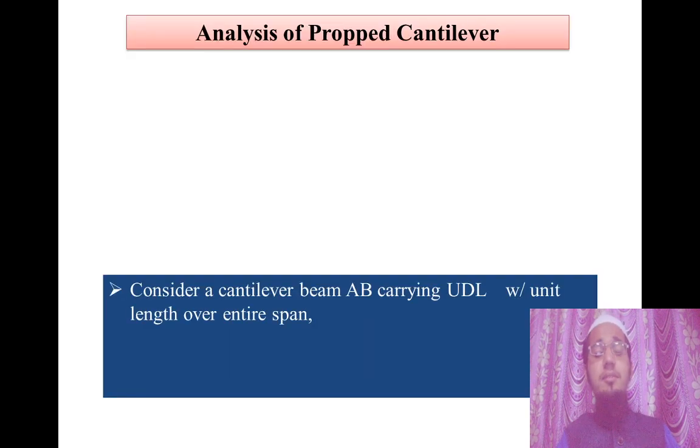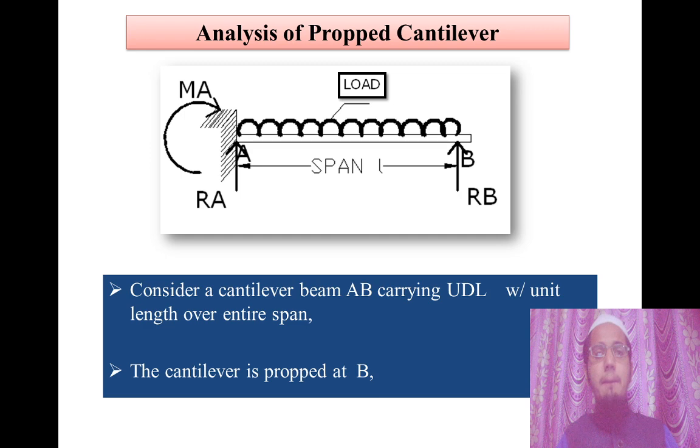Now let us consider a cantilever beam AB carrying a UDL W per unit length over the entire span, and the cantilever is propped at end B as shown in the figure. You can see there is a beam which is propped at support B and fixed at A, subjected to uniformly distributed load W, and the span of this beam is L.